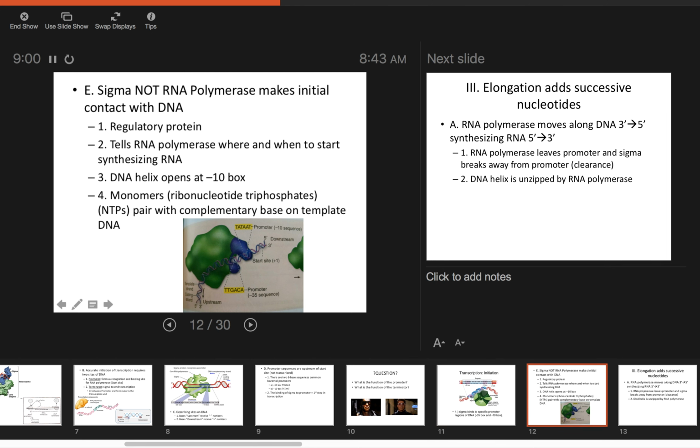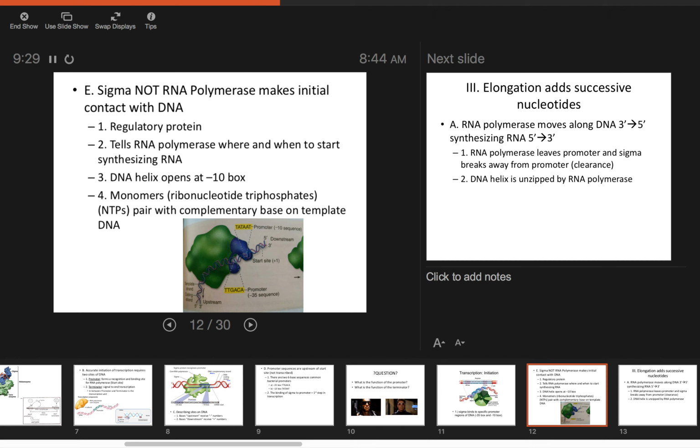Sigma, not RNA polymerase, makes the initial contact with DNA, and you guys have already recognized that. So sigma is a regulatory protein, controls transcription, tells RNA polymerase when and where to start transcription. DNA opens up at the minus 10 box, and when it starts to open up, then you have monomers, which we call ribonucleotide triphosphates, or NTPs, which you saw on the previous diagram. They pair complementary to the template DNA.